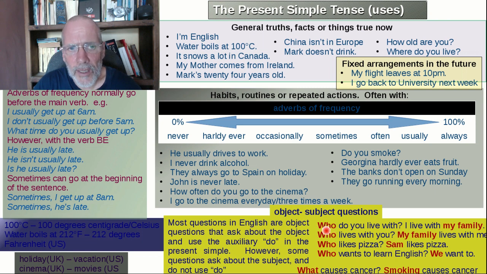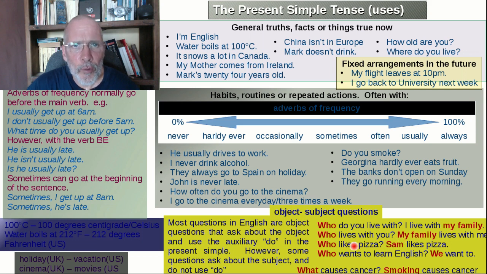And this word here, which is an interrogative pronoun, or we just call it a question word sometimes, is asking about the object. Who do you live with? I live with my family. This who refers to my family. But occasionally, in some questions, we ask about the subject, and in this case, do not use do. Let's look at the example. Who lives with you? My family lives with me. Here, the who refers to the subject.